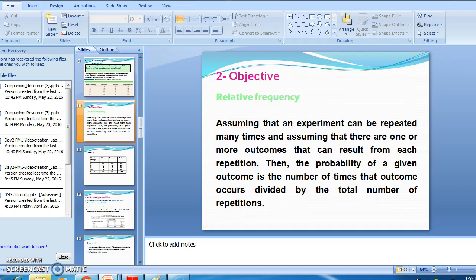So what's this relative frequency concept? Assuming that an experiment can be repeated many times, and assuming that there are one or more outcomes that can result from each repetition, the probability of a given outcome is the number of times that outcome occurs divided by the total number of repetitions.